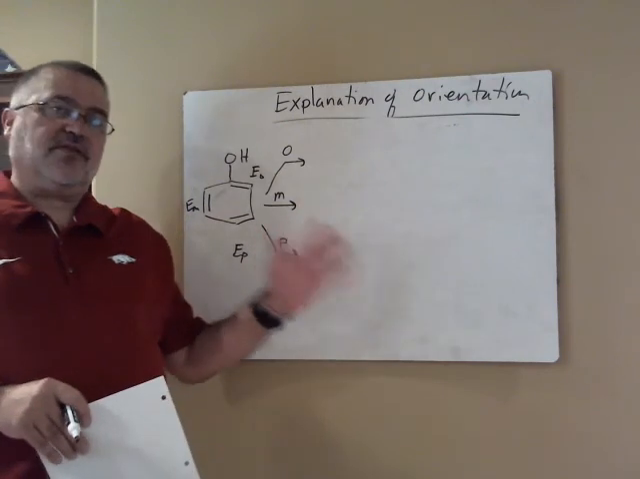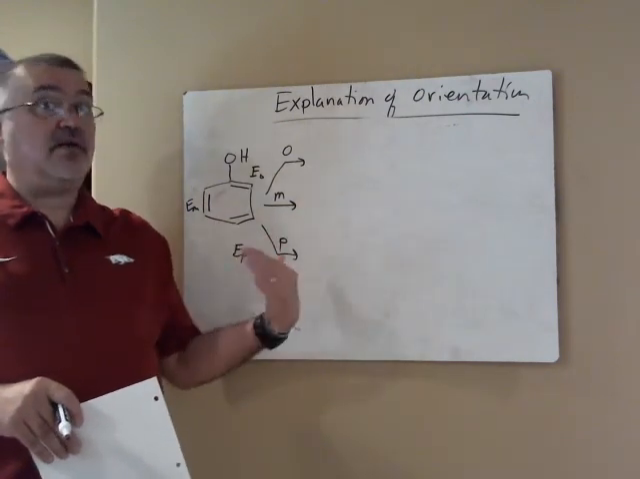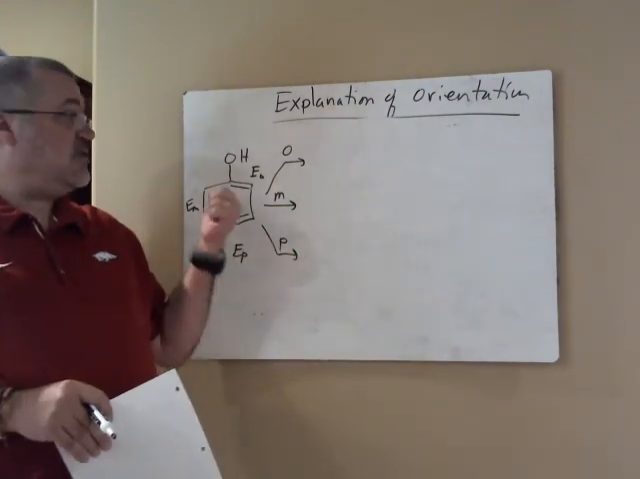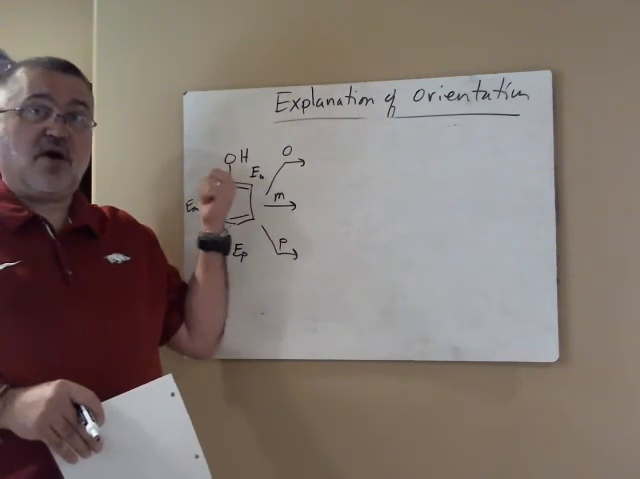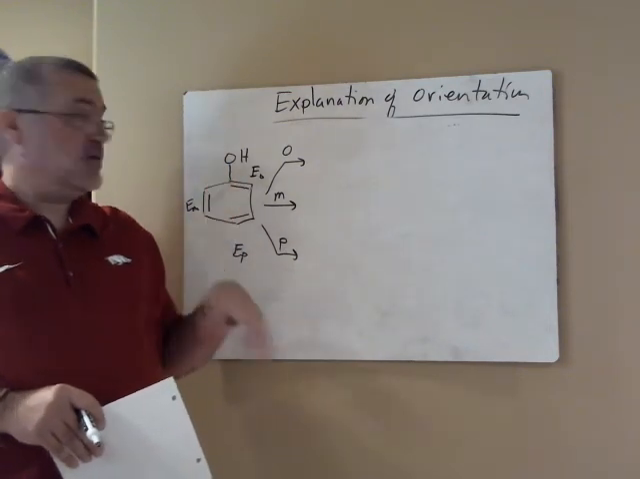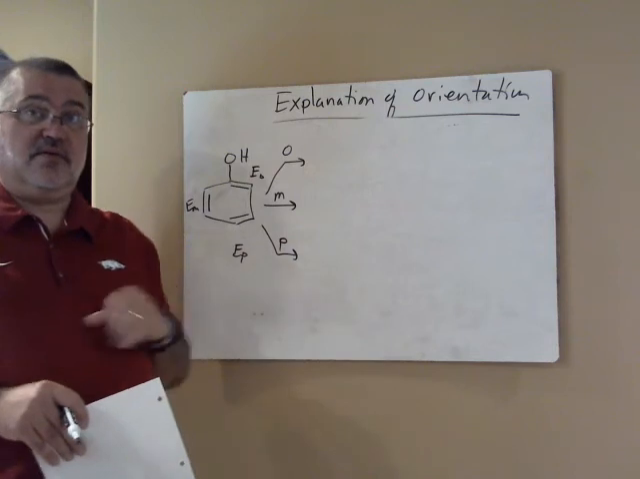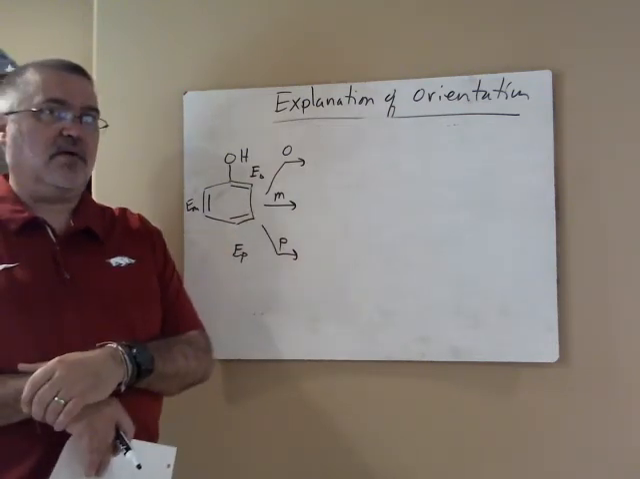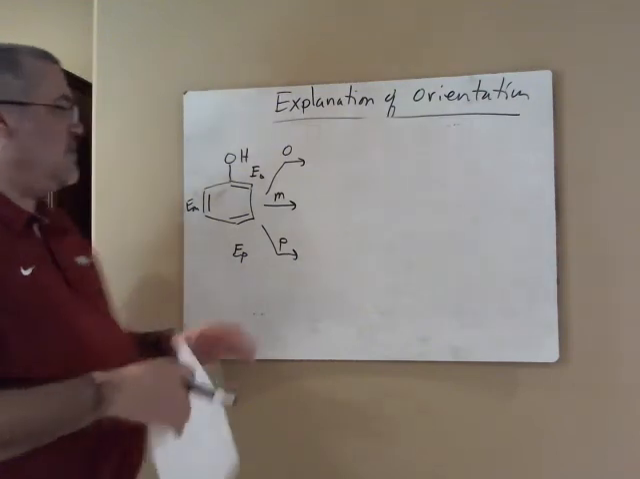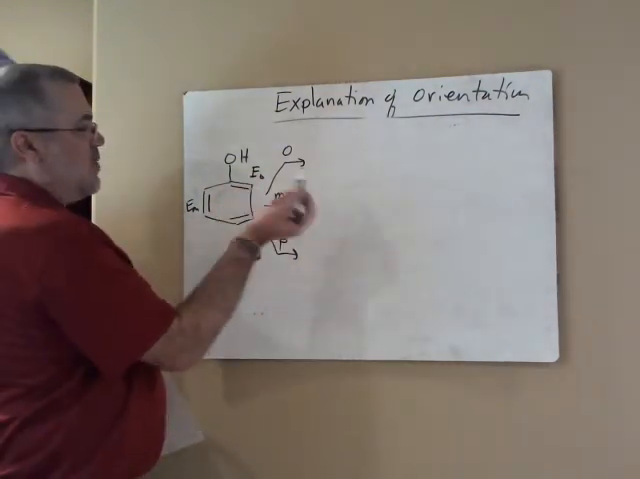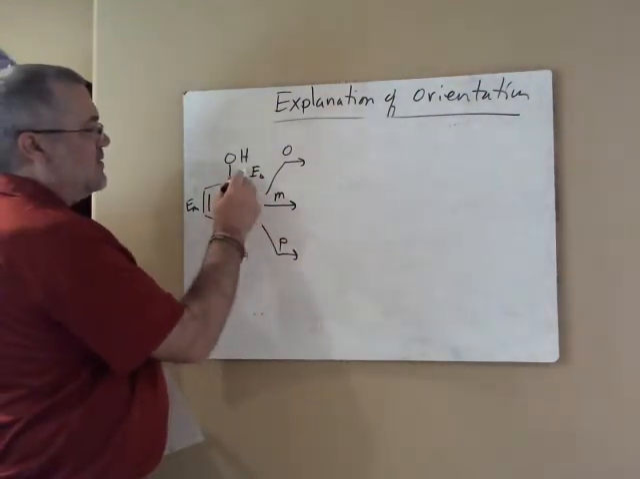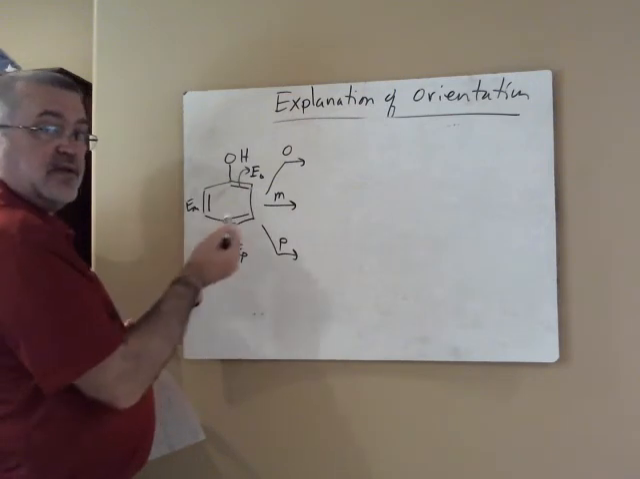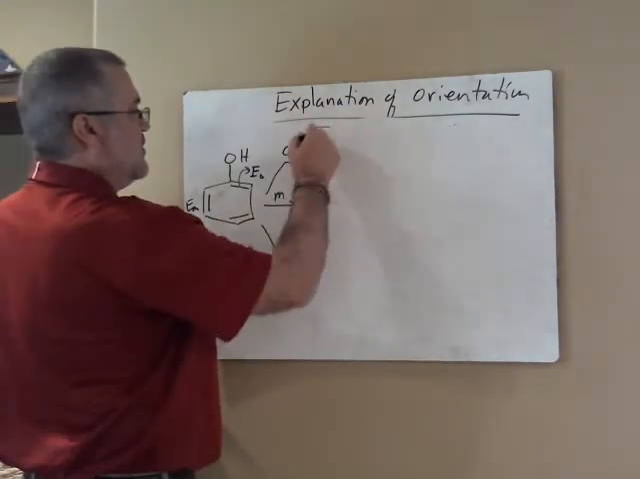Well, I'm doing this because I'm trying to demonstrate to you how, on an exam, if I asked you, why does an OH substituent give ortho-para orientation? I'm showing you the answer right here, where you draw it out. Okay? And so if it's ortho, it's going to be this double bond that breaks. The electrons go out to substitute that electrophile.